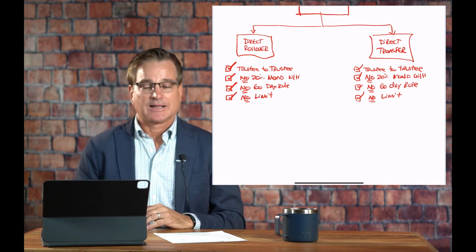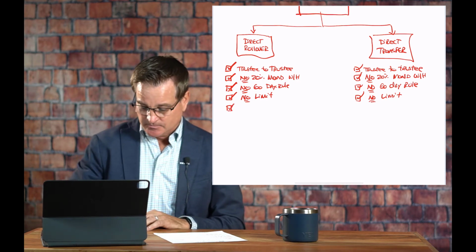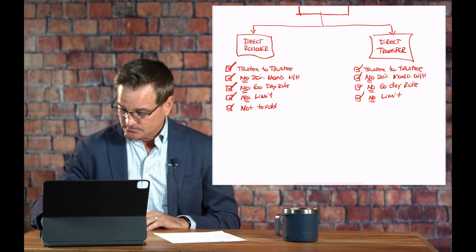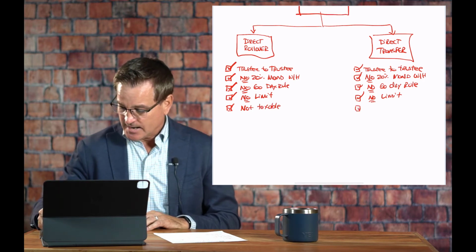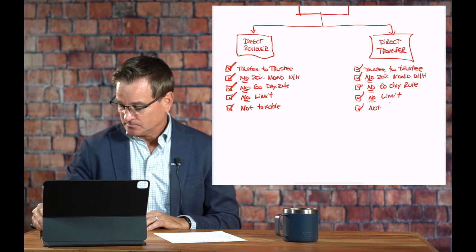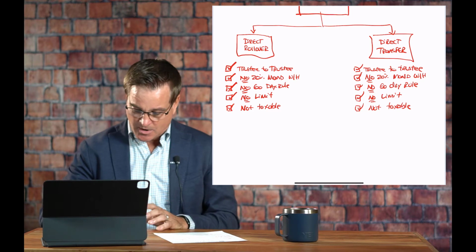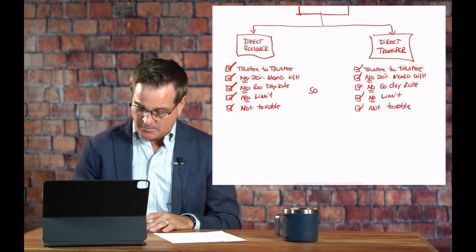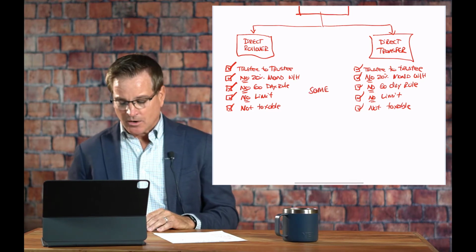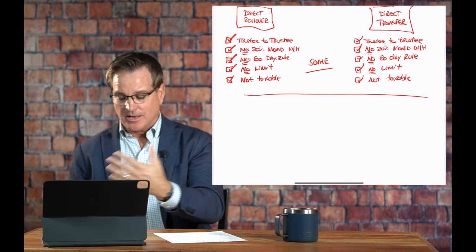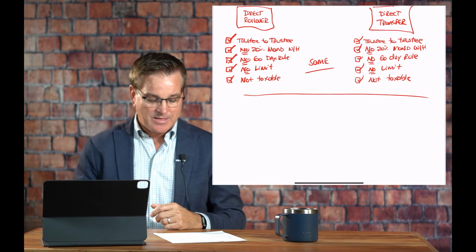And the last similarity is it's not taxable. Okay? Not taxable. So these are some things that they have in common. What are some of the things between a direct rollover and a direct transfer that are different?